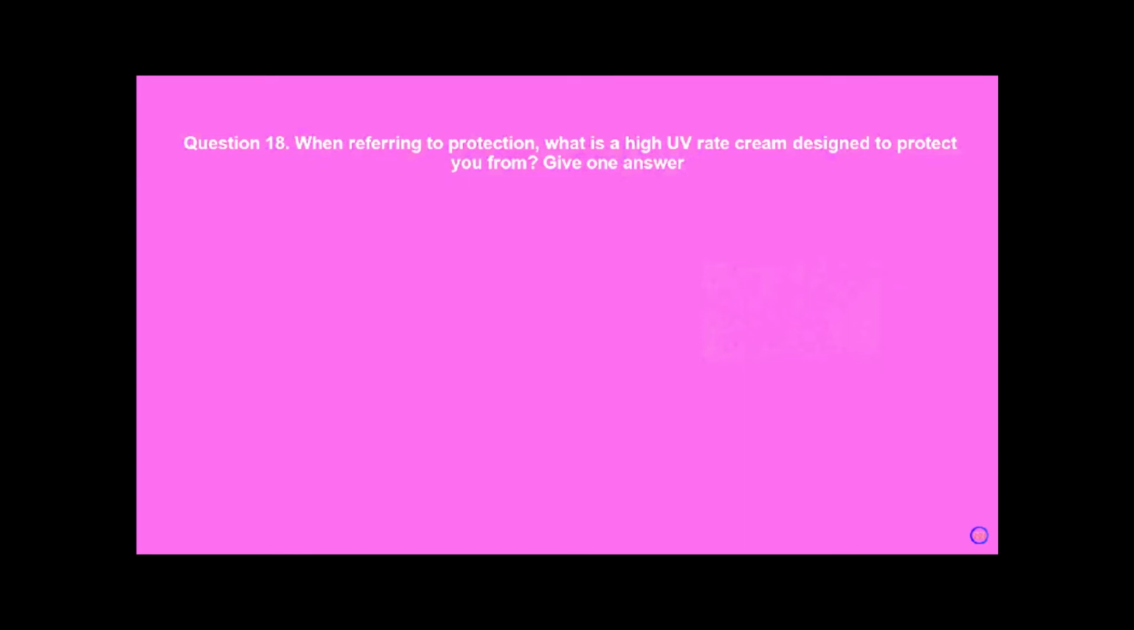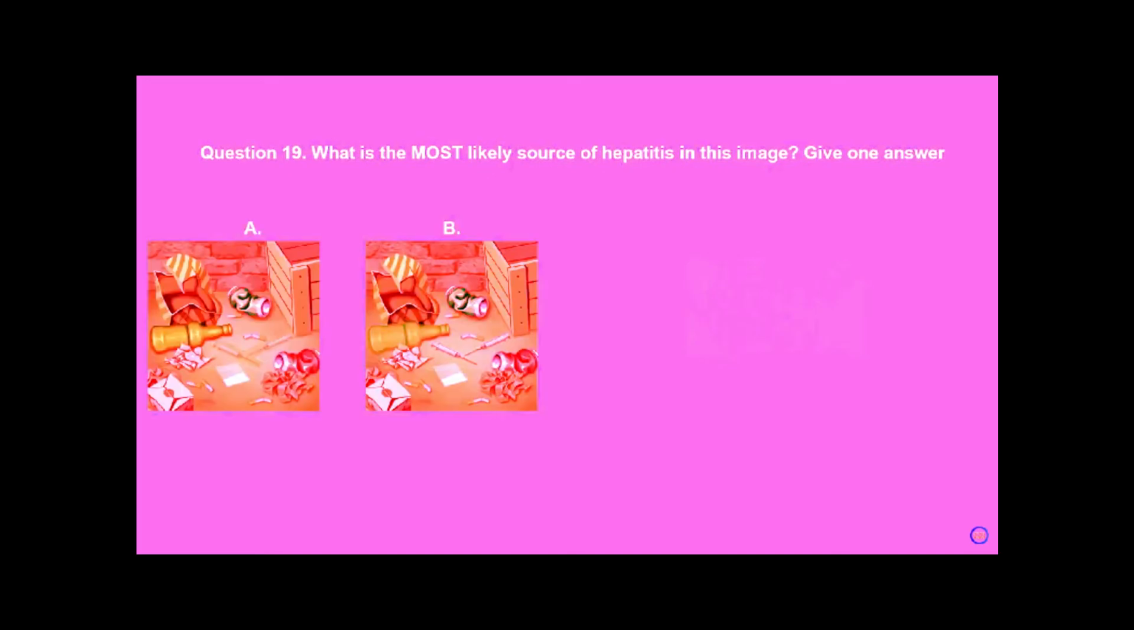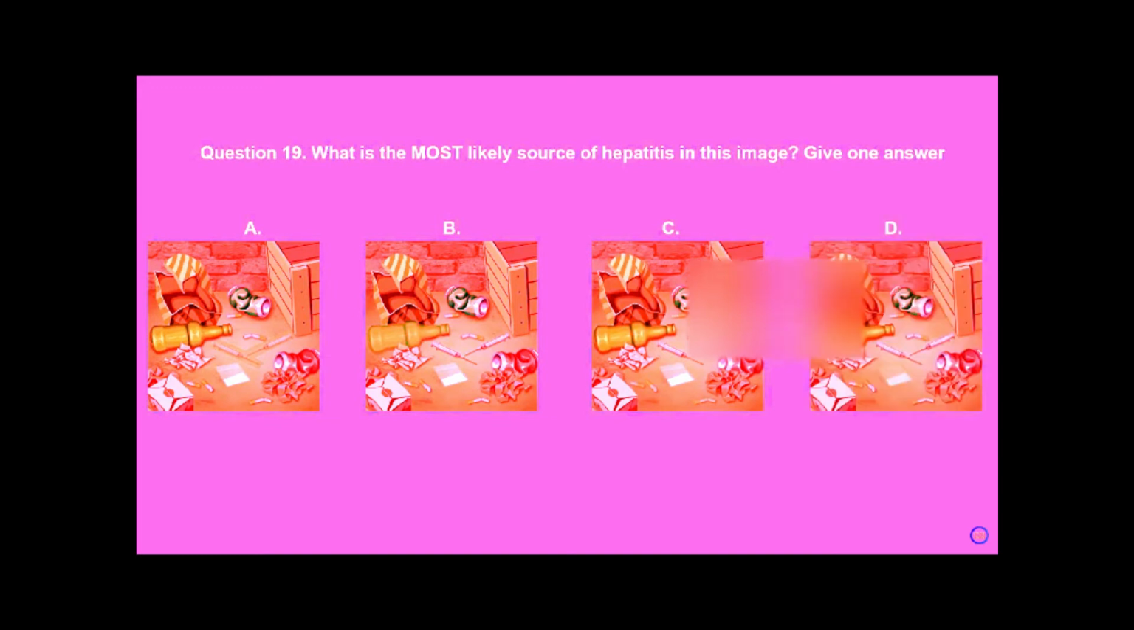Question 18. When referring to protection, what is a high UV rate cream designed to protect you from? Give one answer. A. Abrasions. B. Dermatitis. C. Legionella. D. Sunburn. The correct answer is D. Sunburn. Question 19. What is the most likely source of hepatitis in this image? Give one answer. A. B. C. D. The correct answer is A.